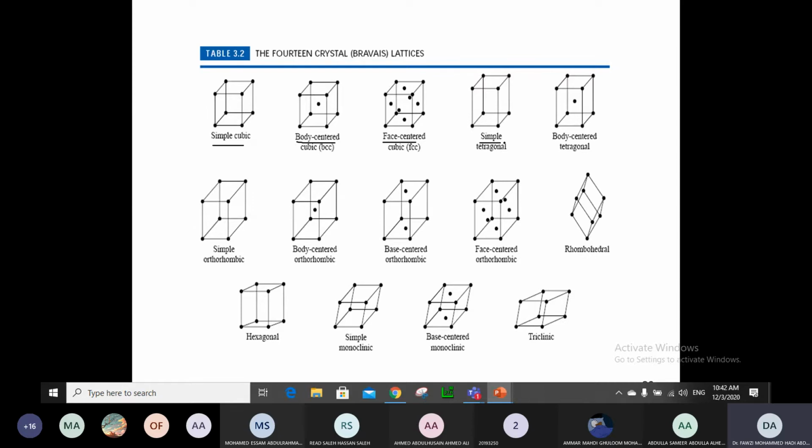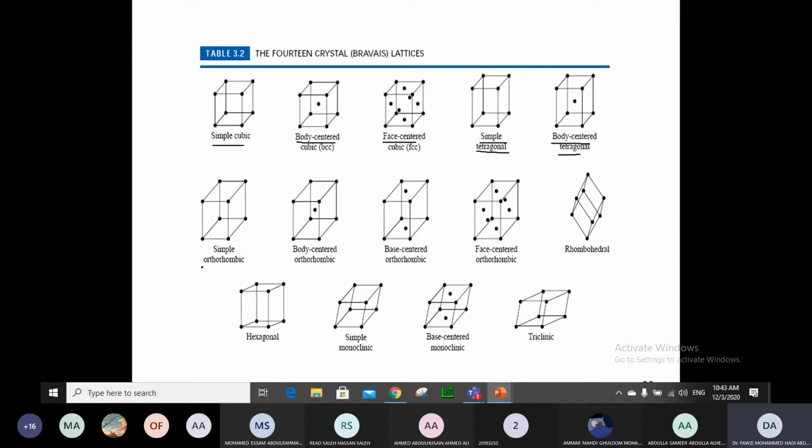You have the simple tetragonal. The simple tetragonal is different from the simple cubic in that this dimension is different. The longitudinal dimension is only different. So this is called simple tetragonal. We have the body center tetragonal. Again, this is a tetragonal. You just have a body center, an atom in the body.